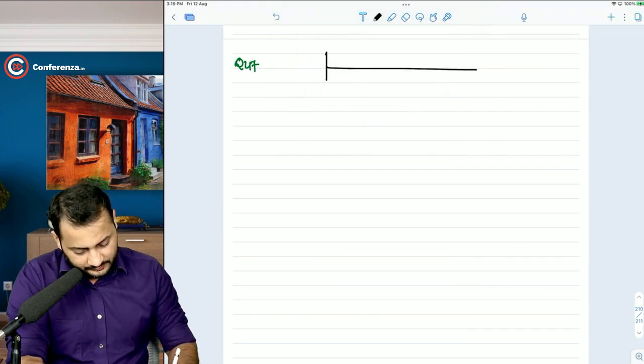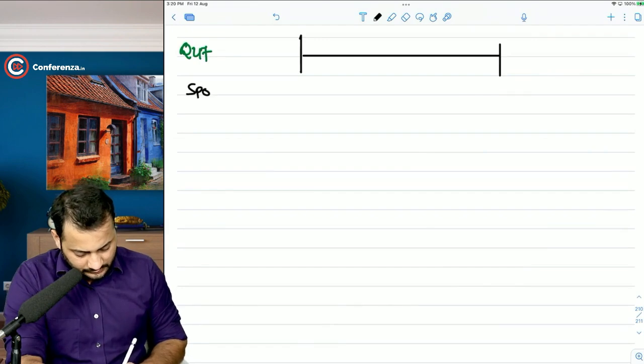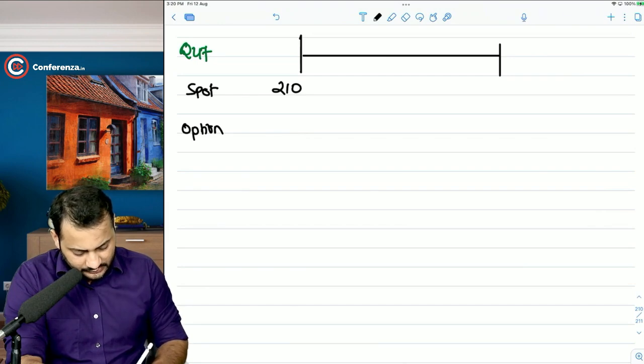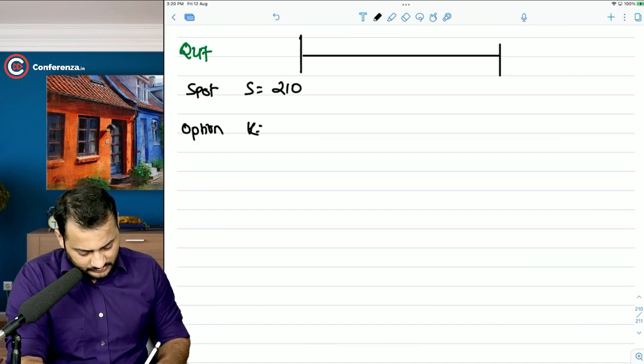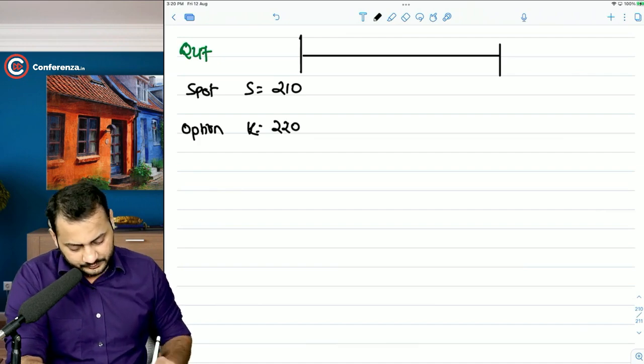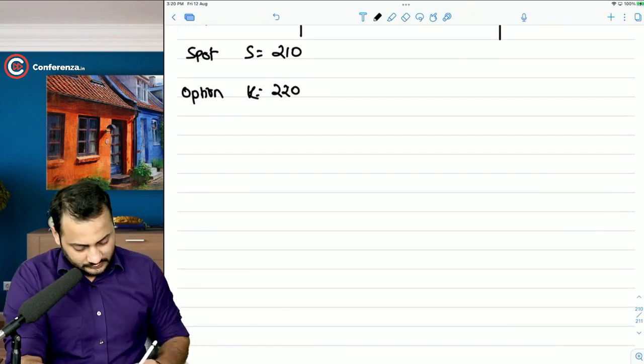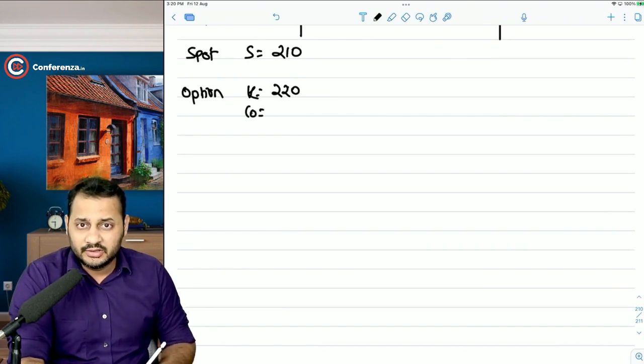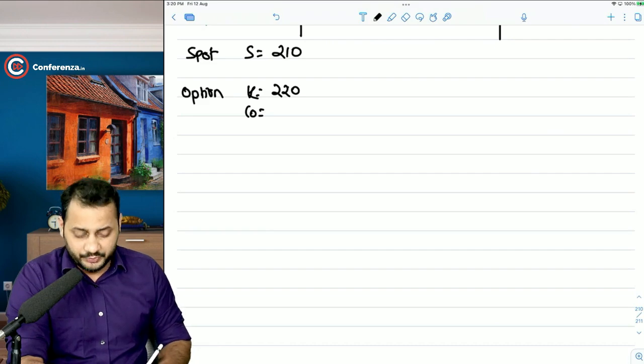This is the timeline. Now spot, 210 rupees if you want it today. In options, we have a strike price. This is spot, this is strike, 220. Okay. Now, if you want to buy the stock after 3 months at 220, call option is available at rupees 6.